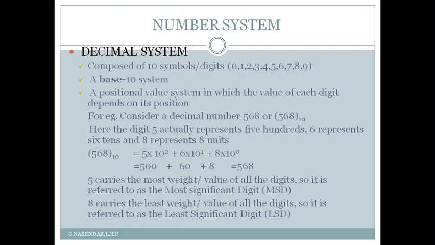Here I can say that in the number 568, 5 carries the most weight or value of all the digits. So it is referred to as the most significant digit. And similarly, 8 carries the least positional value of all the digits that are present.